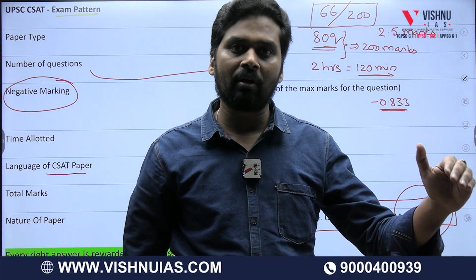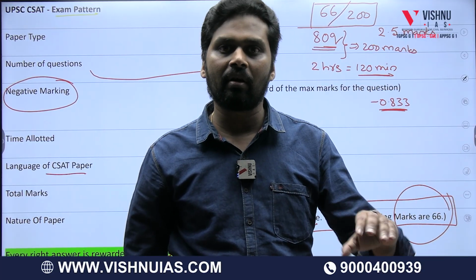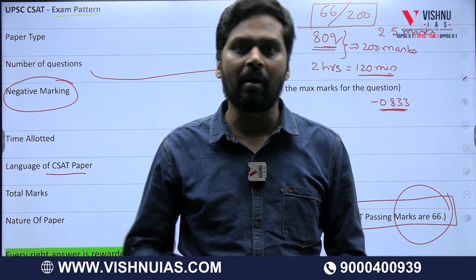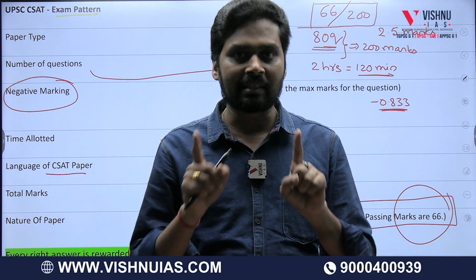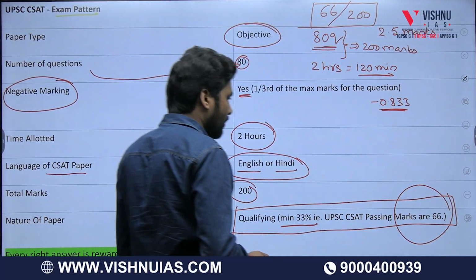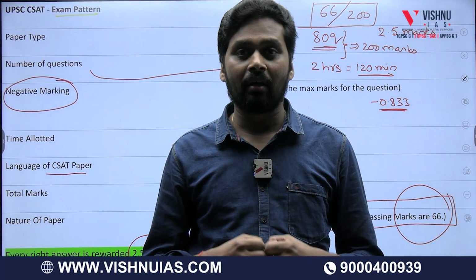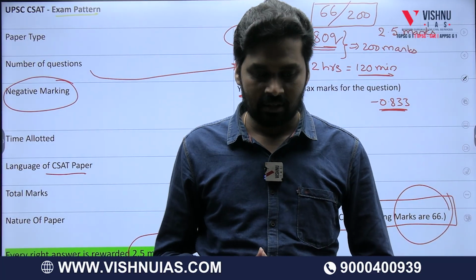If you get 200 out of 200, 150 out of 200 or 100 plus, the marks will not be counted in the final selection. The marks will not be counted. But at the same time, you will have to qualify this paper. Okay. So now coming to the reality about this CSAT.